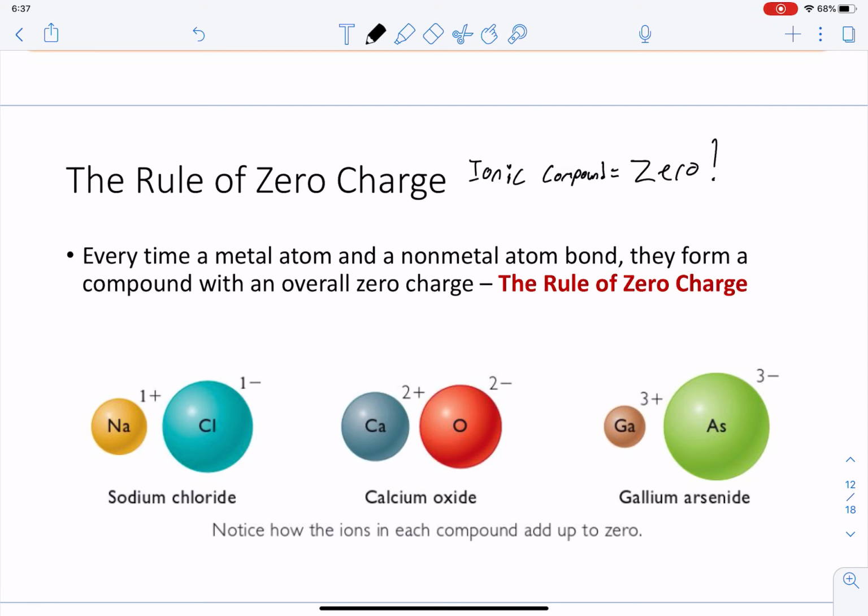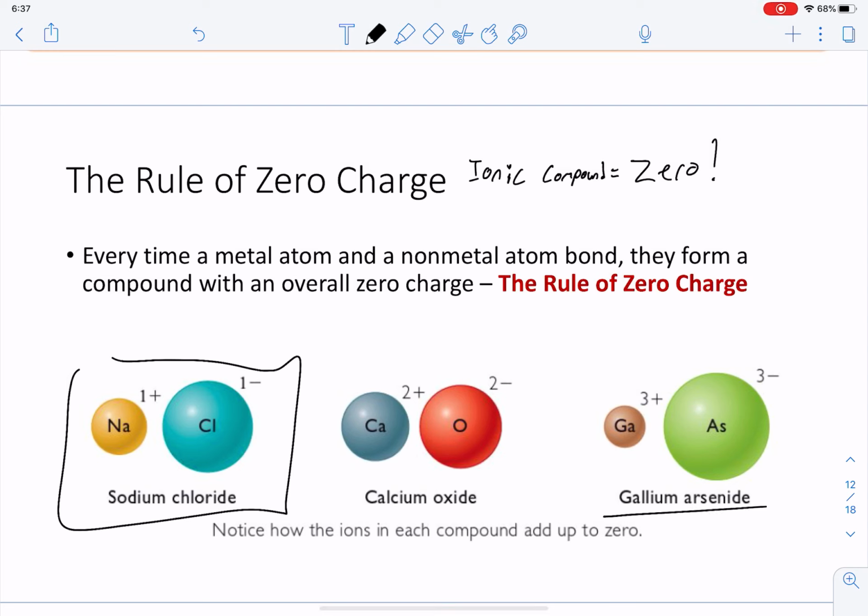Okay. So if we look at those three compounds we just looked at in the table, right? Sodium chloride +1 -1, calcium oxide +2 -2, gallium arsenide +3 -3. And if we added these together, right, that would equal 0. Okay. When we get to different charges, we have to make different ratios so that they cancel out.